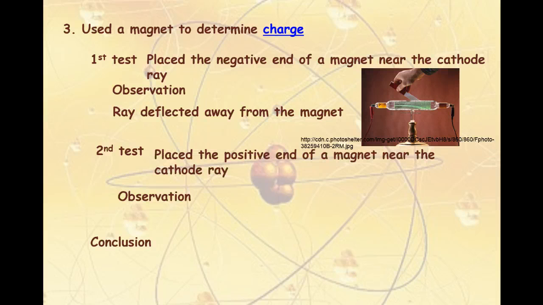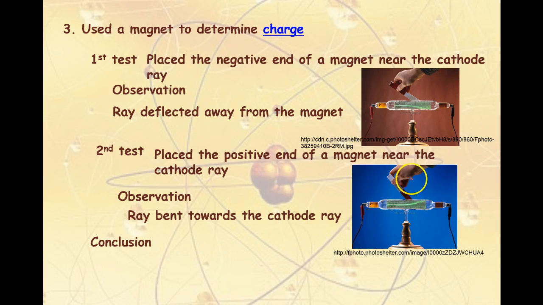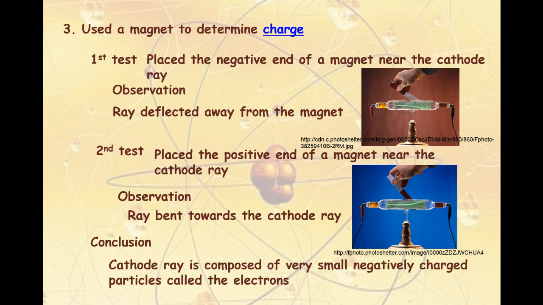The second test then, he just flipped the magnet over and put the positive end near the cathode ray, and if that cathode ray was negative, then the cathode ray would be attracted to the positive end. And so this is what was observed. The cathode ray then bent towards the magnet, was being attracted to the magnet. And so the overall conclusion then was that the cathode ray is composed of very small negatively charged particles that J.J. Thomson dubbed the electrons. And that was how the electrons were discovered.